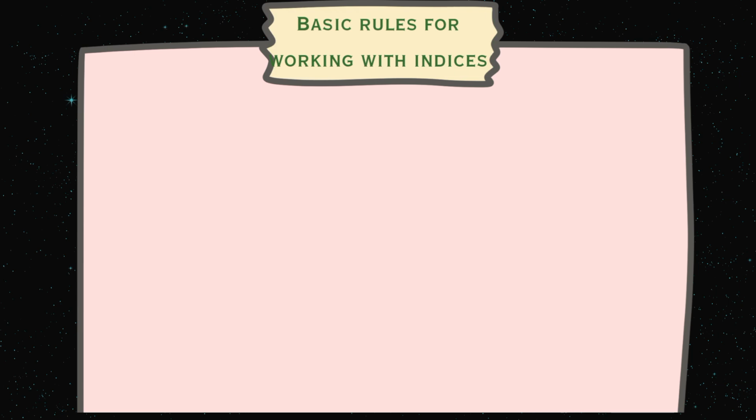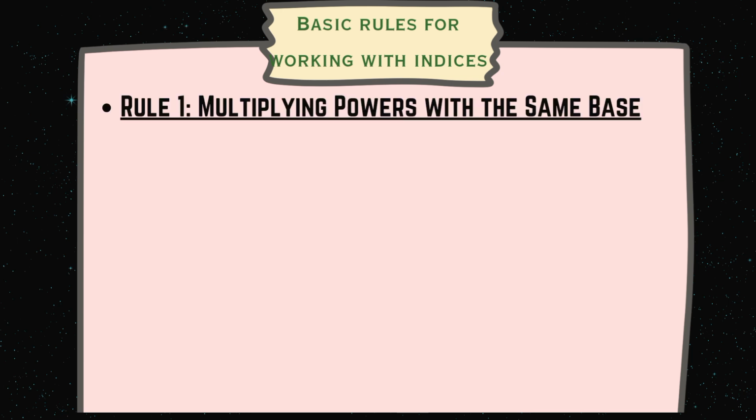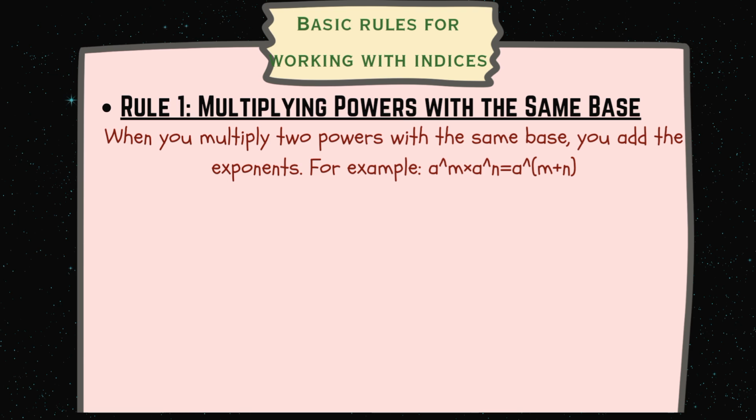Let's break down some basic rules for working with indices. These rules are super helpful and will make solving problems much easier. Ready? Here we go. Rule 1. Multiplying powers with the same base. When you multiply two powers with the same base, you add the exponents.